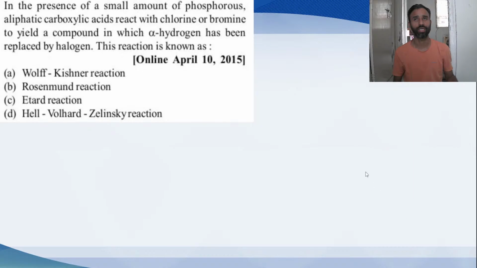Okay. Next, in the presence of a small amount of phosphorus, aliphatic carboxylic acids react with chlorine or bromine to yield a compound in which alpha hydrogen has been replaced by halogen. What is the name of this reaction? Carboxylic acid on treatment with chlorine, bromine in the presence of red phosphorus.